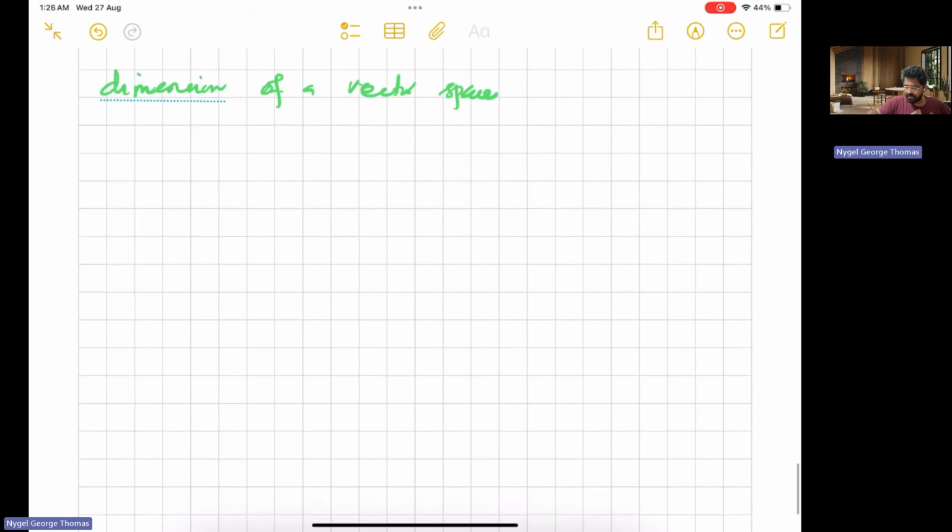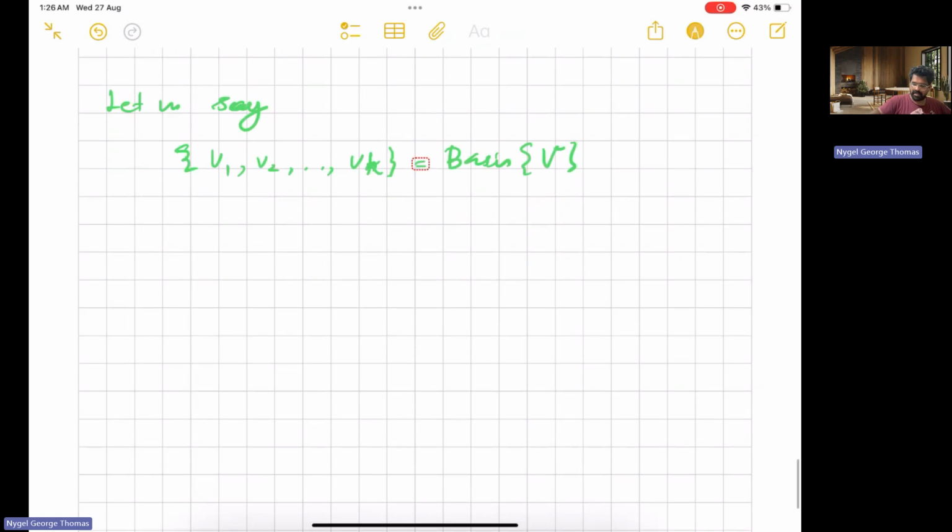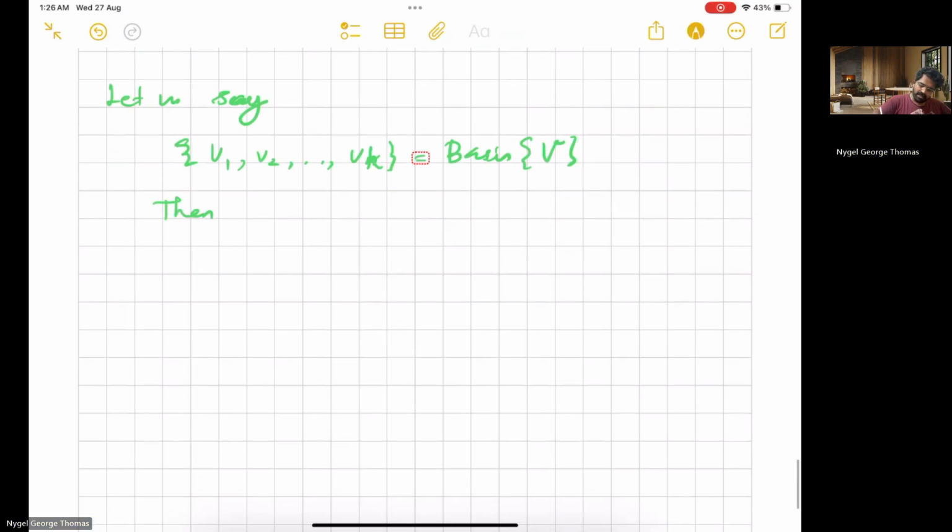How do you write this more precisely? Let us say the spanning set v1, v2, etc. vk is the basis of a vector space V. Then the dimension of vector space V is actually k, which is the number of vectors in the basis.